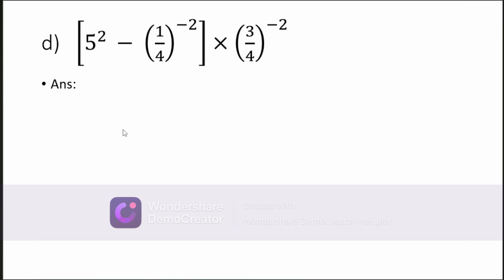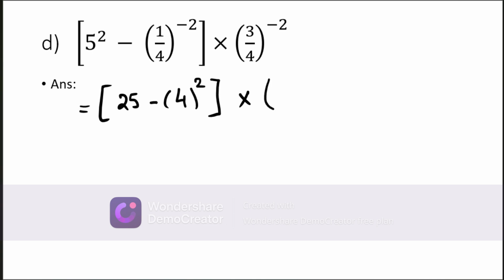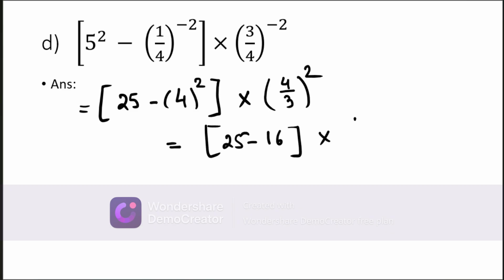Problem number D, 5 square. So 5 square is directly 25, minus 1 by 4 whole to the power minus 2. To write it in positive exponent form, 4 to the power 2 or 4 square, into 3 by 4 whole to the power minus 2. So I change it also, 4 by 3 whole to the power 2, or whole square. So 25 minus 4 square, that is 16, into 4 square, 16 by 3 square, 9. So 25 minus 16, 9, into 16 by 9. So the final answer is 16.